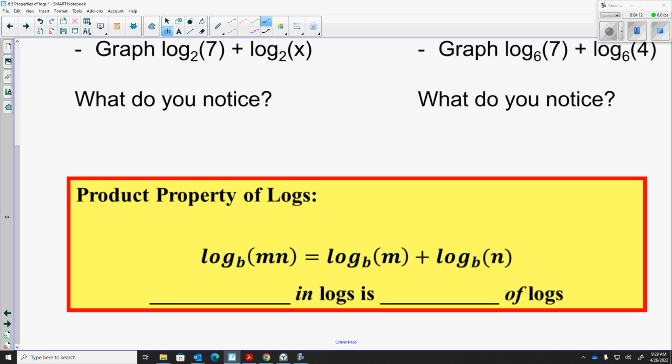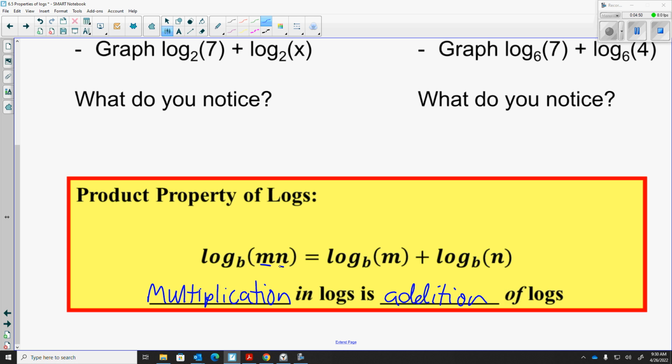Here's how I like to remember it. Multiplication in logs. So if you're multiplying stuff inside of a log, that is the same thing as addition of multiple logs. So if I'm multiplying some things inside of a log, I can take those pieces, split them up into their own individual logs, and they're being added together.